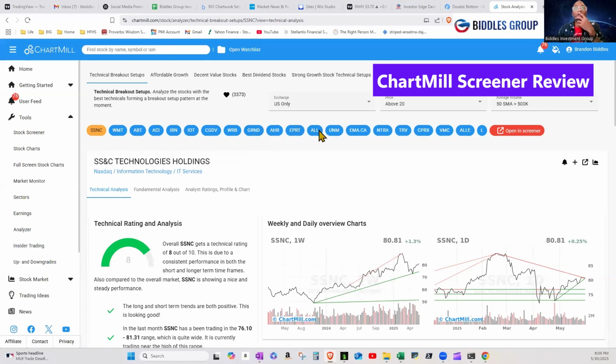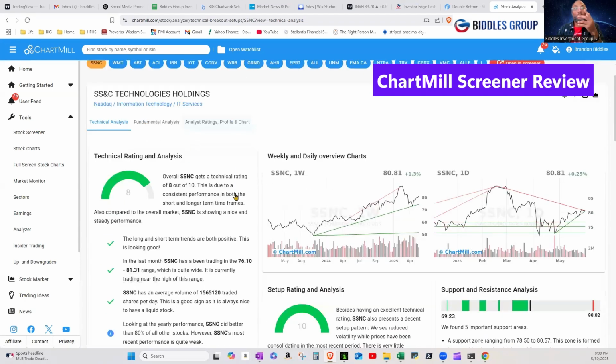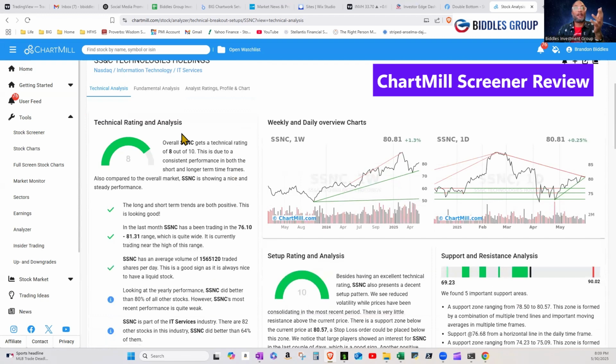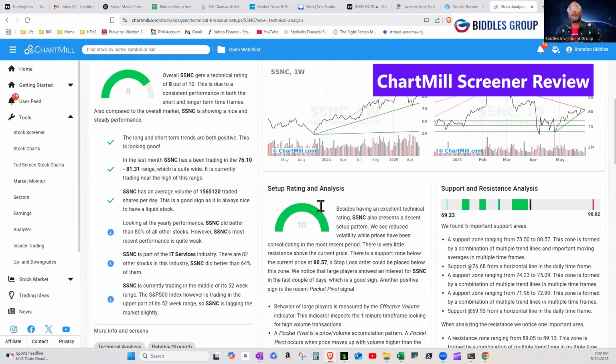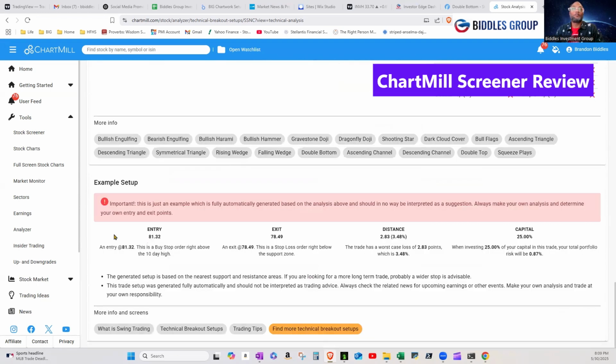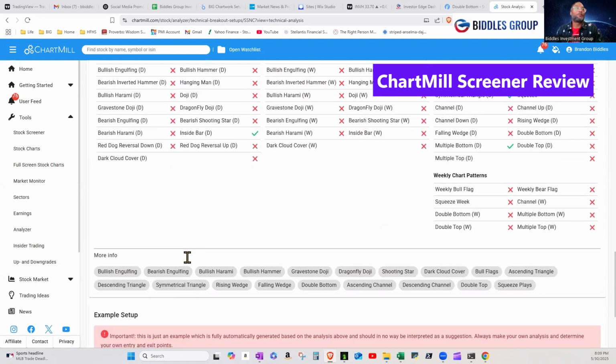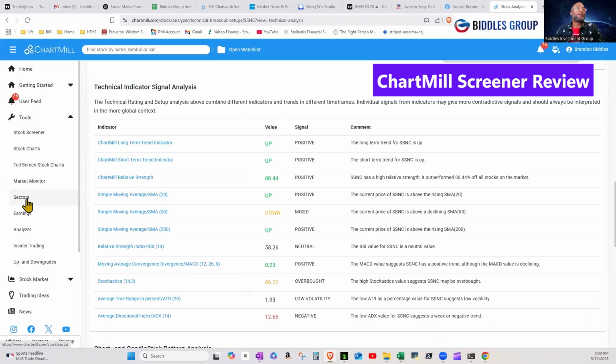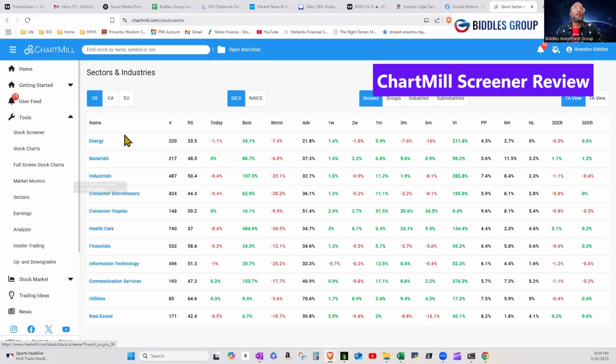Some of these I do not know. Allstate. What they do is they give you a technical rating and analysis, excuse me, got the hiccups, and then setup rating and analysis. They give you support and resistance levels, and they give you a sample trade: entry, exit, distance, capital.